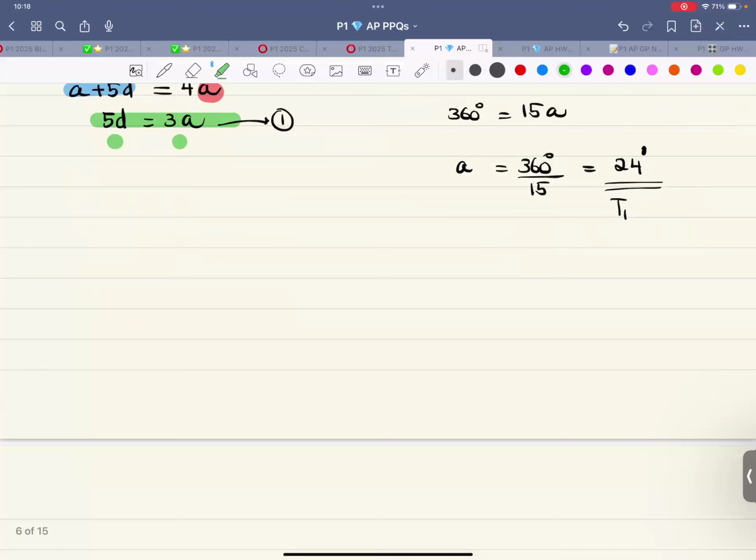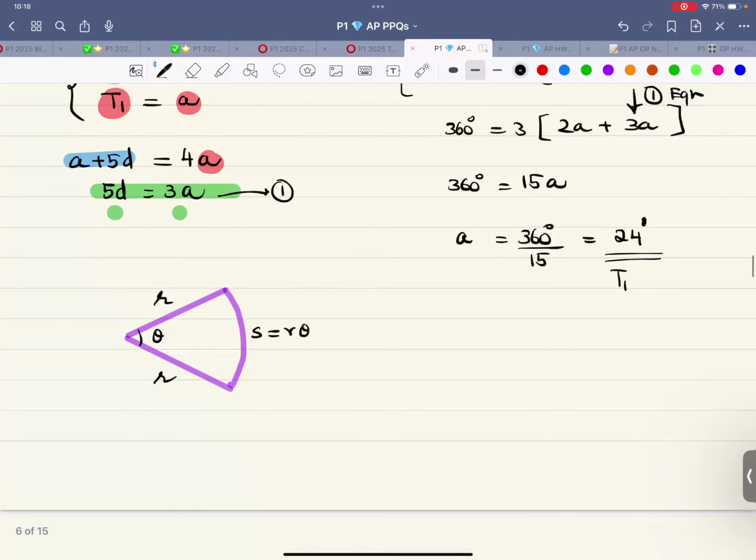So now let's draw a diagram. This is circular measure. And let me just draw it like this. This is R, this is R, this is theta, this is arc length, which is R theta. So therefore, this theta is 24 degrees. The conversion that I need to do is degrees to radians.